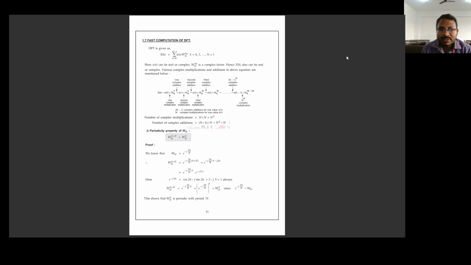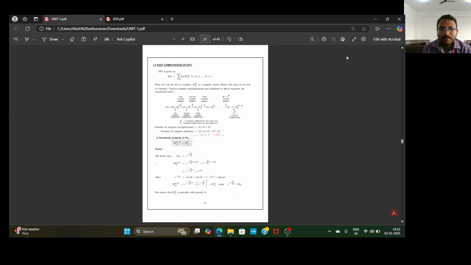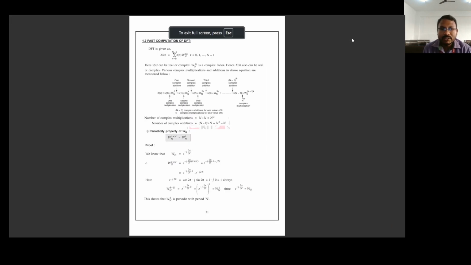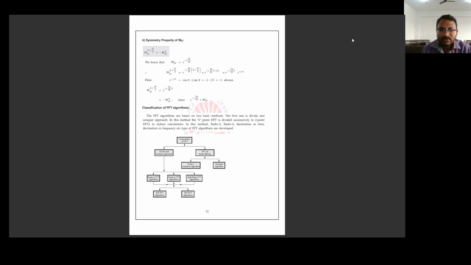In the discrete Fourier transform, the number of complex multiplications we calculate is N square, and the number of complex additions we perform is N into N minus 1. These are the important calculations. It is somewhat difficult for a processor to perform, so we go for the fast Fourier transform.